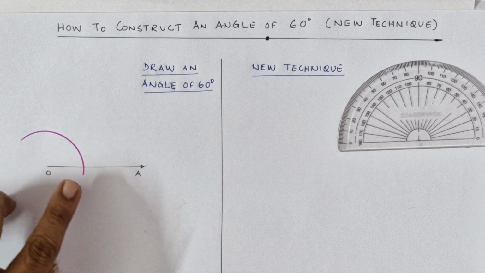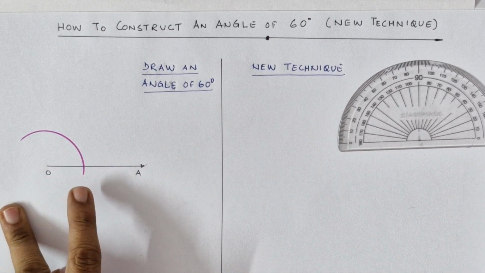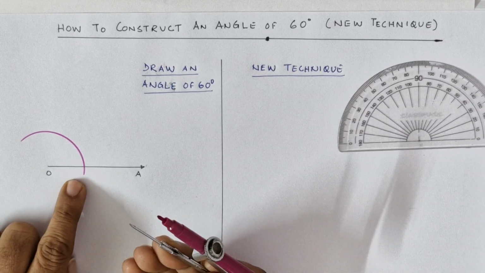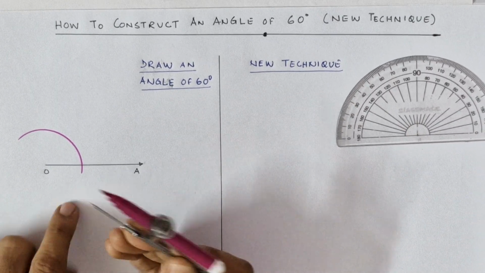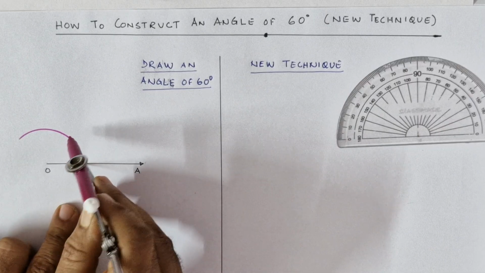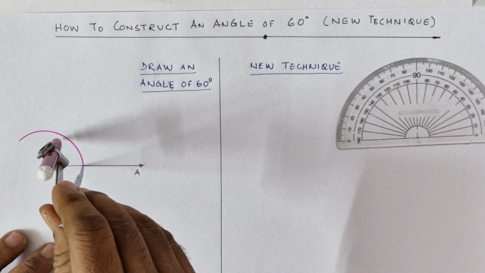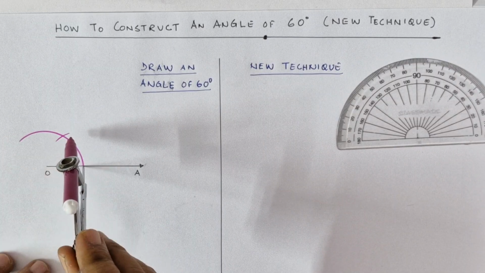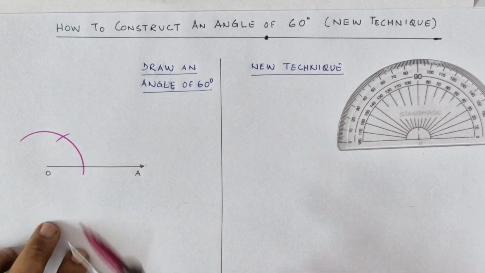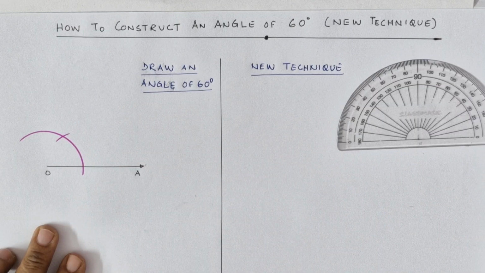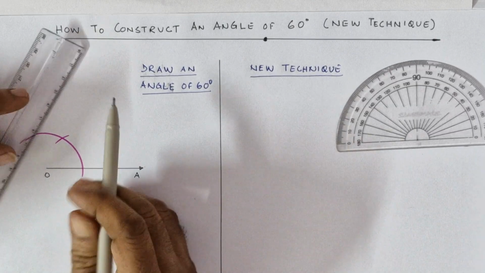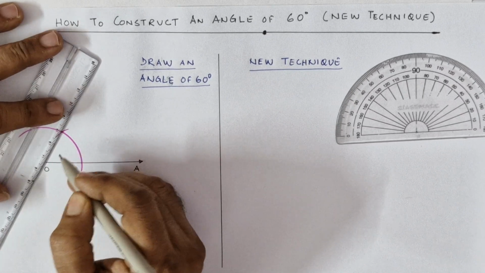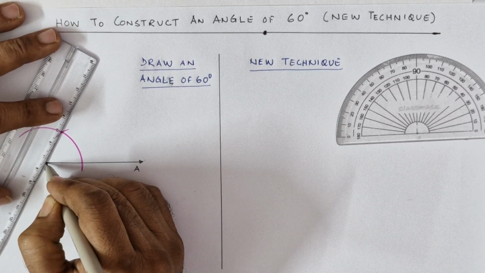Okay, the arc will intersect OA at a certain point. So find out the intersection point. Again, without changing the radius, point the needle here in the intersection point. Got it? And draw an arc intersecting the first arc. Got it? So here is another intersection point. Now what you need to do is very simple. Just mark the intersection point and join O and this one.